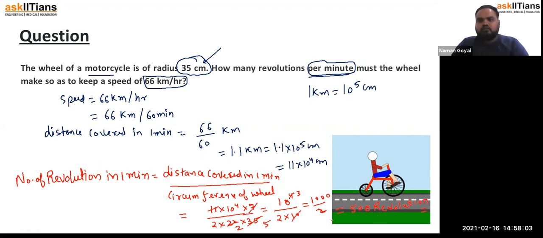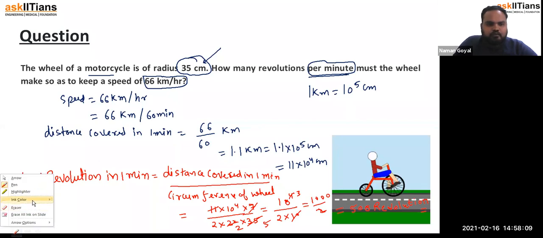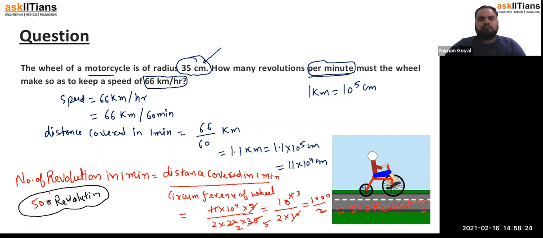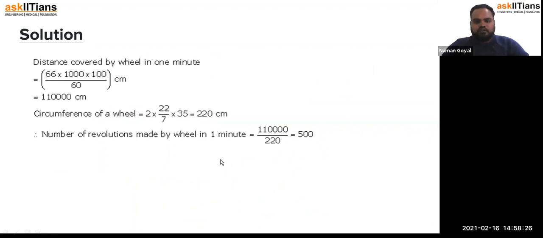How many revolutions do we get? 500. So the minimum is 500 revolutions. Got it? So if you see, we got the same answer, 500 revolutions. Are you getting my point?